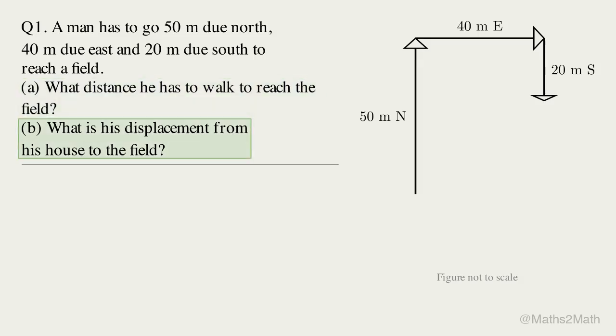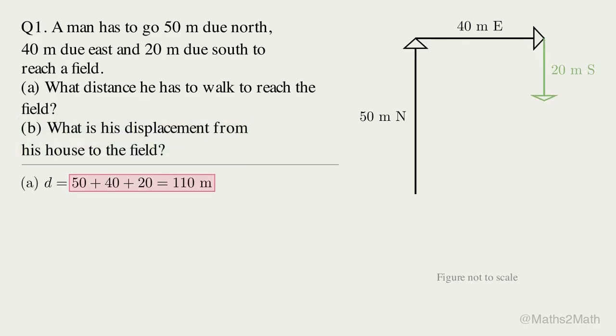What does this mean? Distance adds every meter walked. Displacement is the straight arrow from house to field. The distance is simply the three legs added up: 50 plus 40 plus 20, which is 110 meters.